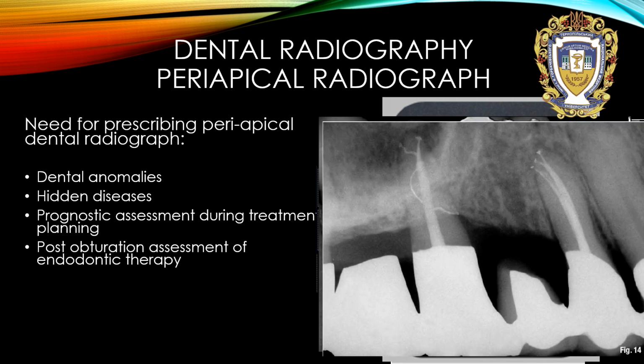Or another situation, upper right first premolar, tooth number 1-4, with 1, 2, 3 root canals. Or tooth number 1-5, upper right second premolar, with 2 apices.